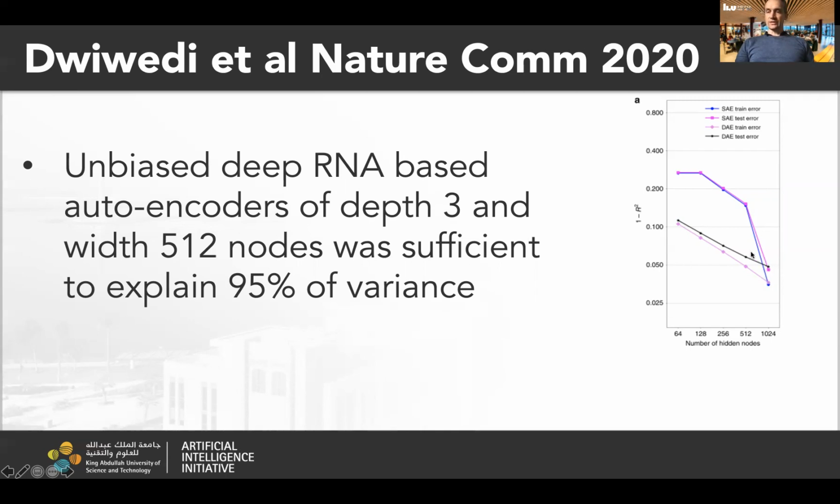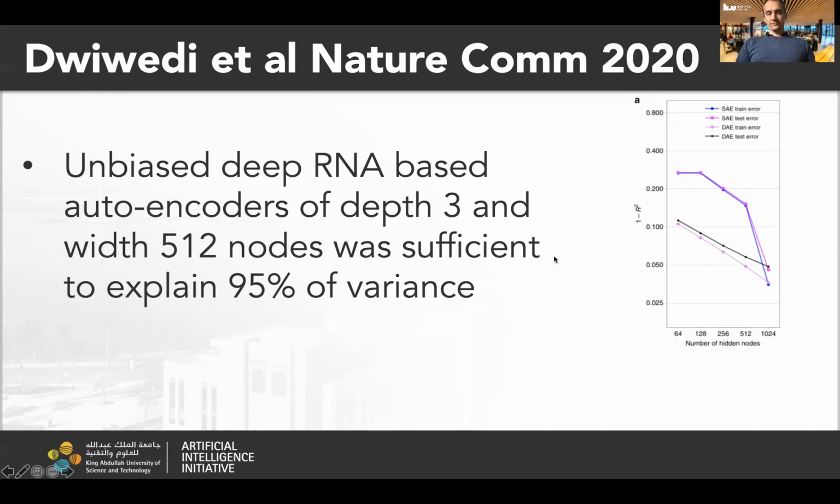However, if you allow for some more hidden layers, so if you have 3 hidden layers, one in the decoder and one in the encoder, you can get away with just 512 hidden nodes. And it scales well also if you go below that, if you have some complexity in the model.